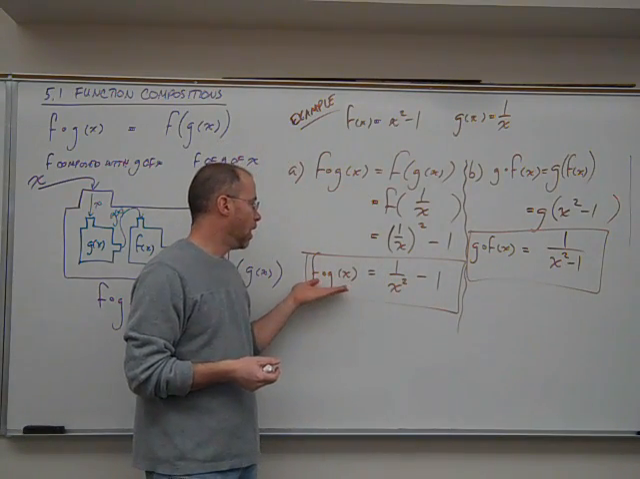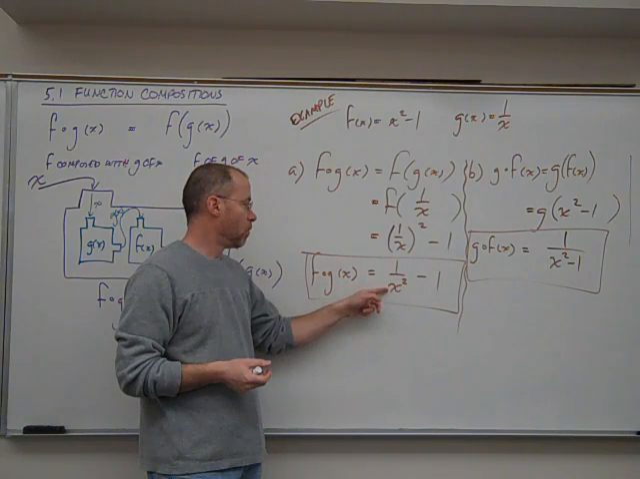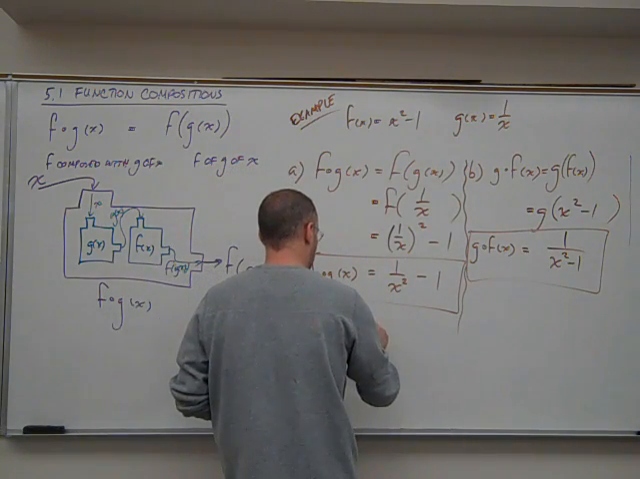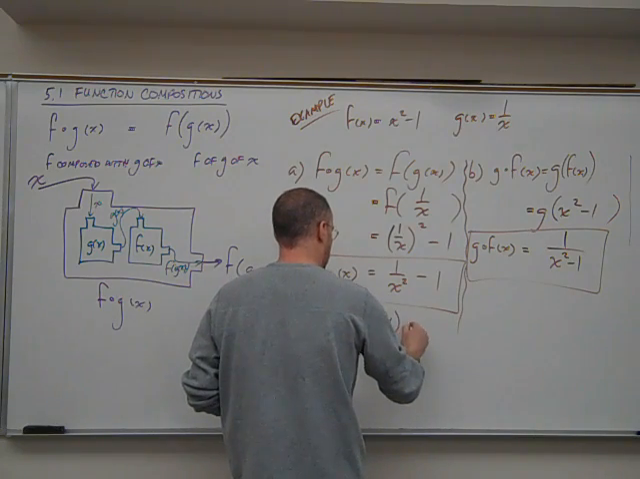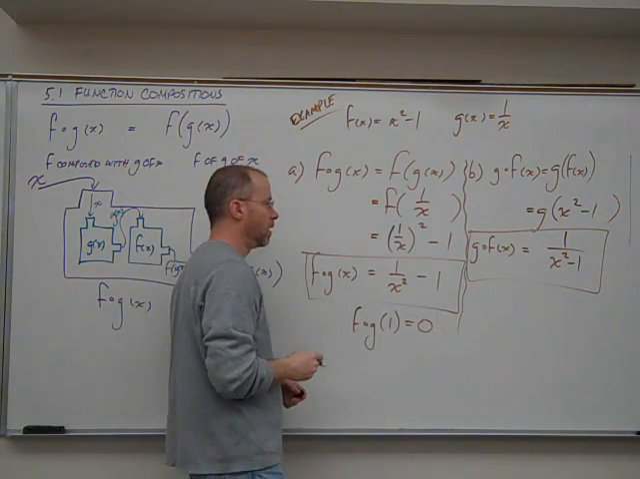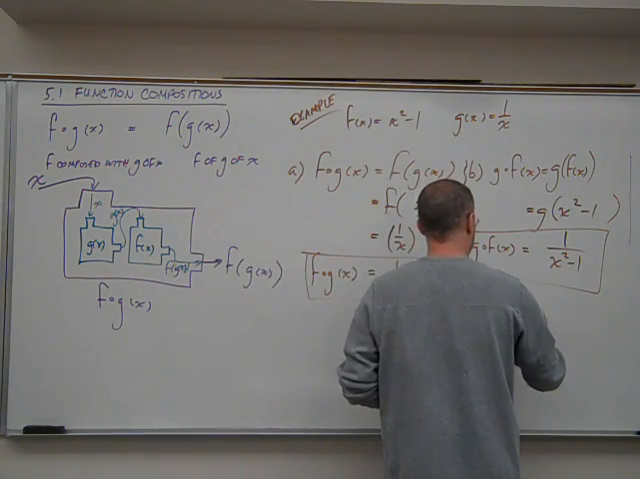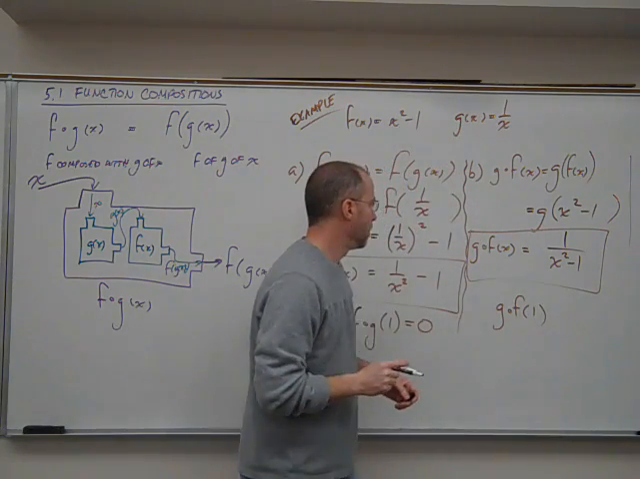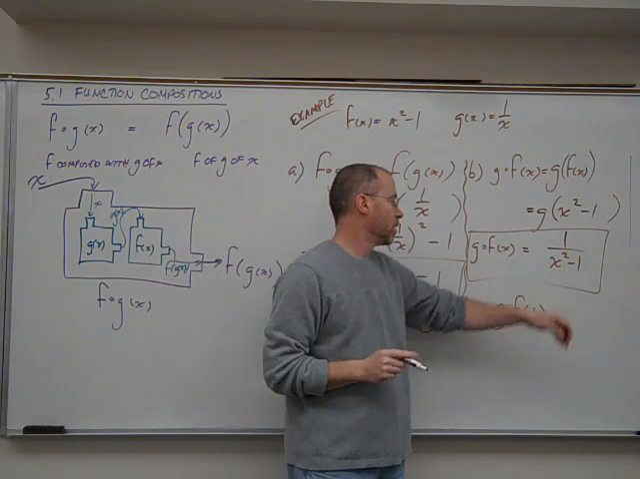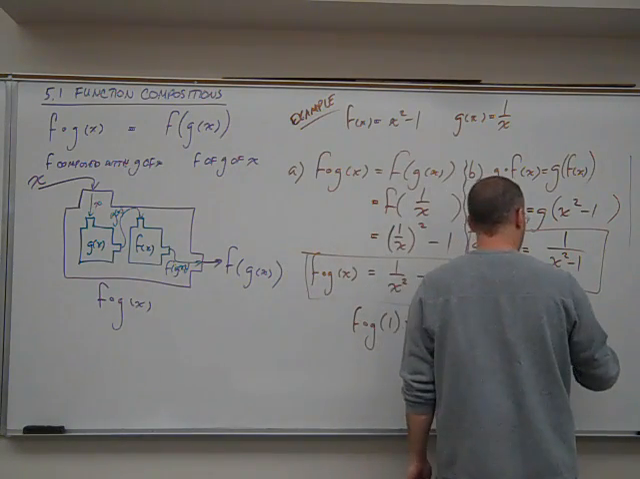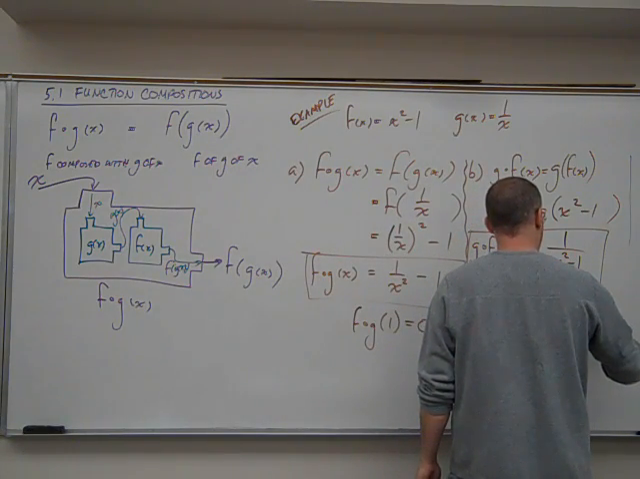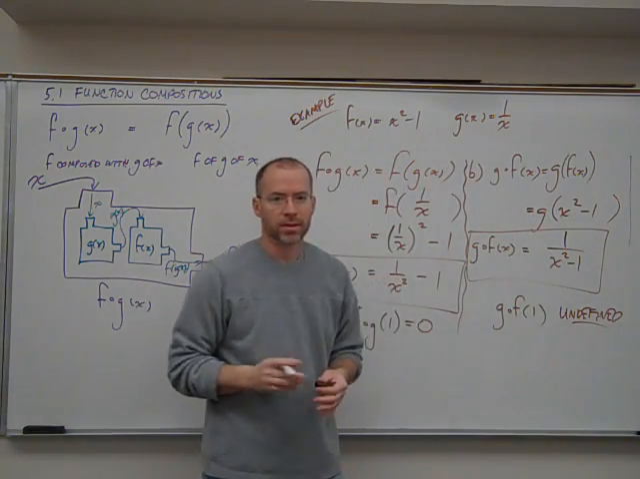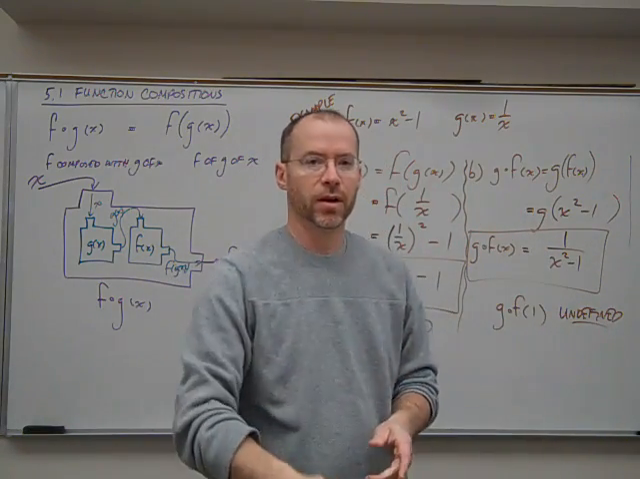F composed with g of 1 is 1 over 1, is 1 minus 1 is 0. So f composed with g of 1 is 0, and g composed with f of 1 is 1 over 1 squared minus 1, 1 over 0, which is undefined. So compositions are not the same one direction as the other necessarily.